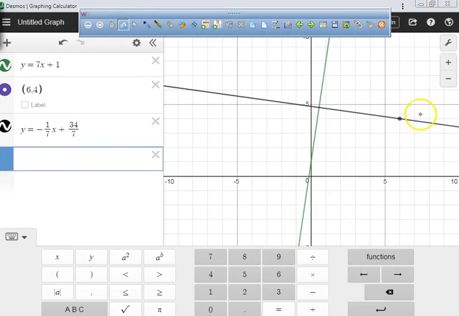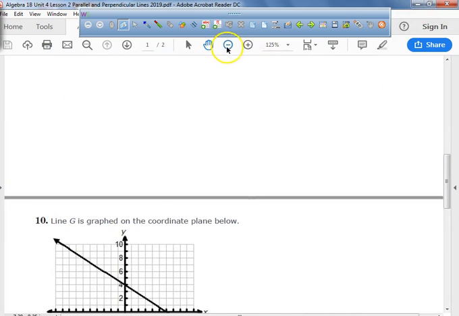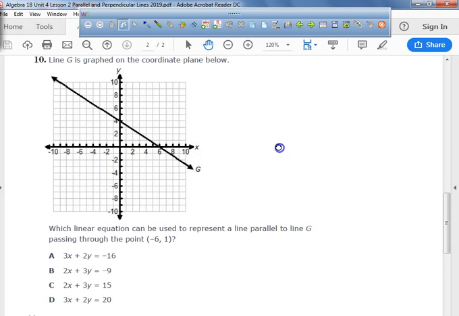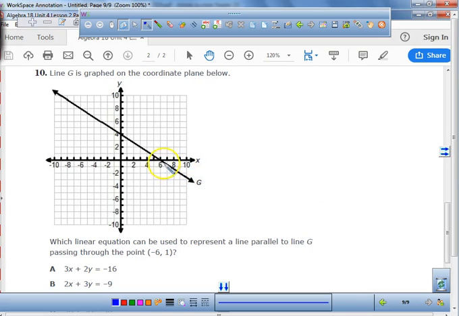Very good. Now we have 2 more multiple choice problems left and we're done. Number 10. It says line G is graphed on the coordinate plane below. Which linear equation can be used to represent a line that's parallel to G and passes through the point negative 6, comma 1? Can you put negative 6, 1 right there on your paper?